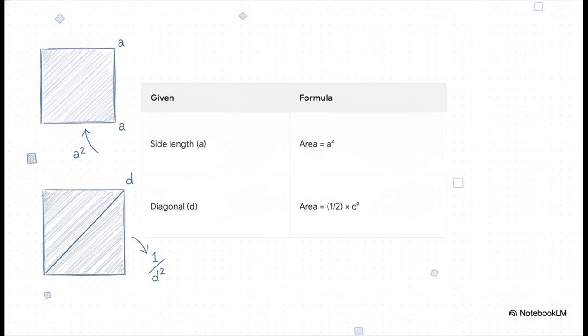Area is always the flat space contained inside the shape. If your clues give you the side length, you simply square it. If your clues only give you the diagonal, you square it and then cut that number in half. These two methods ensure you are covered from literally any angle.